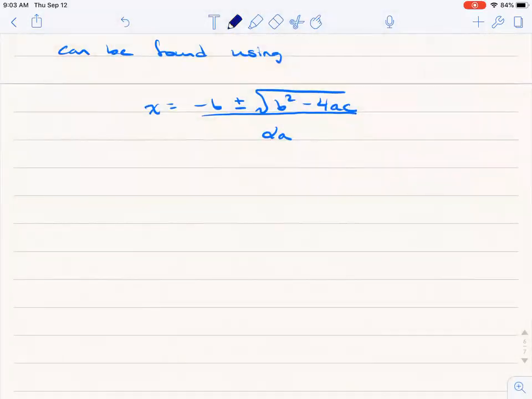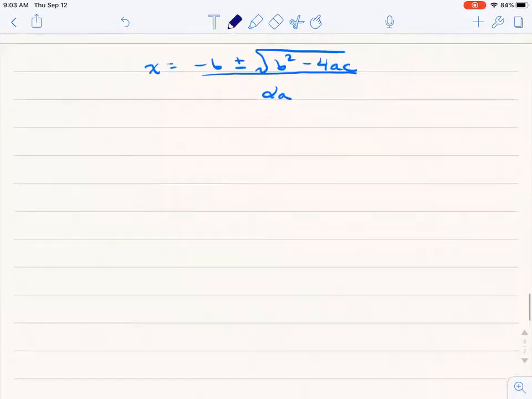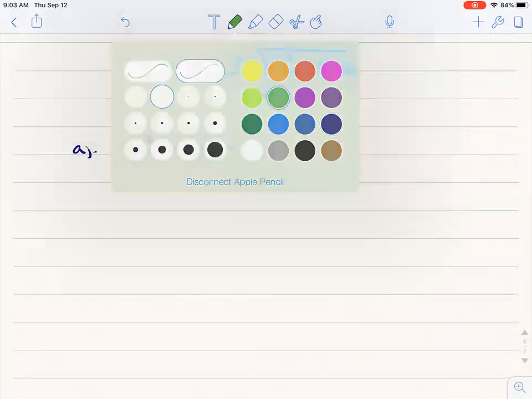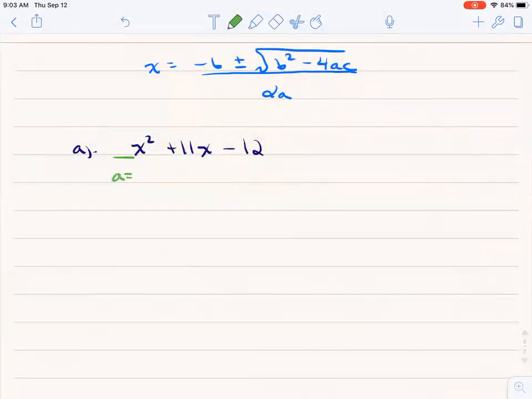Okay. So for this first one, I'll just write it out here. We've got x squared plus 11x minus 12, right? And so a is 1, b is 11, and c is negative 12. So you have to capture that negative in there. Okay.